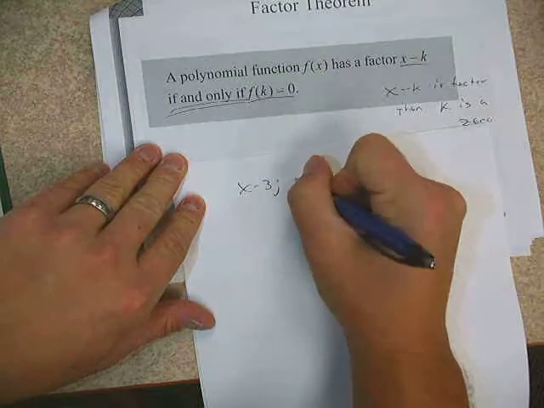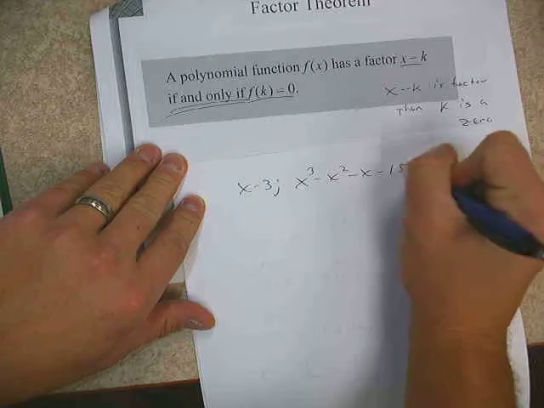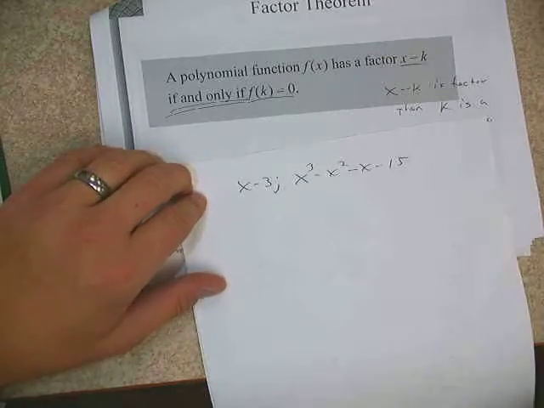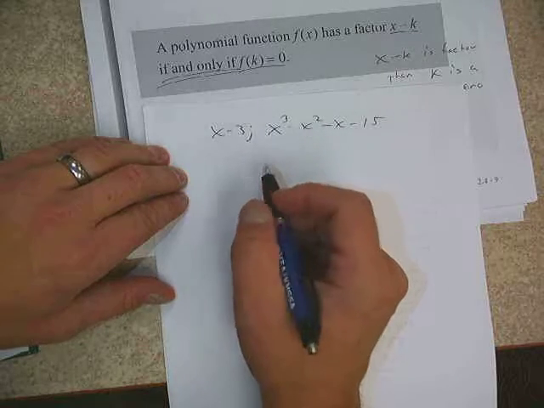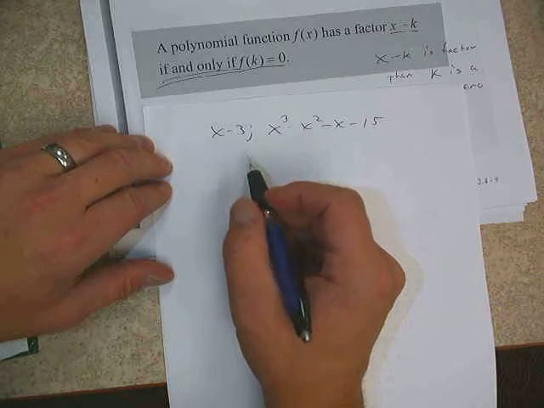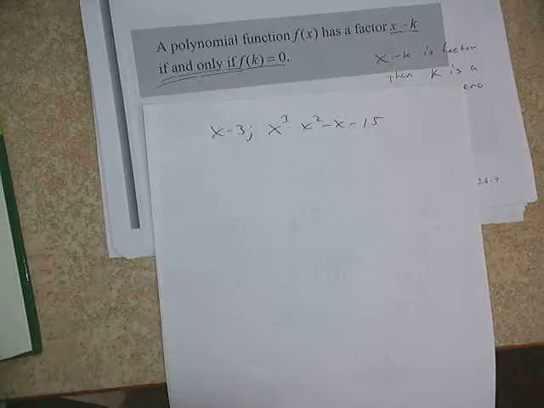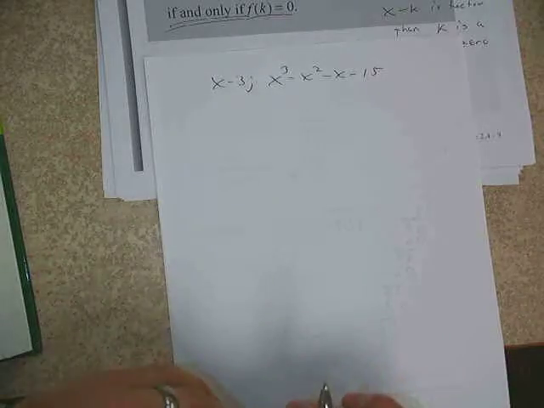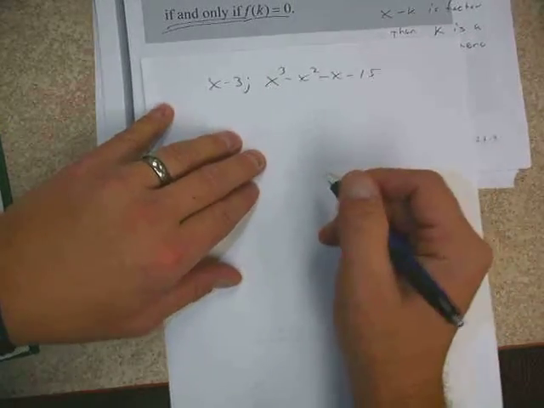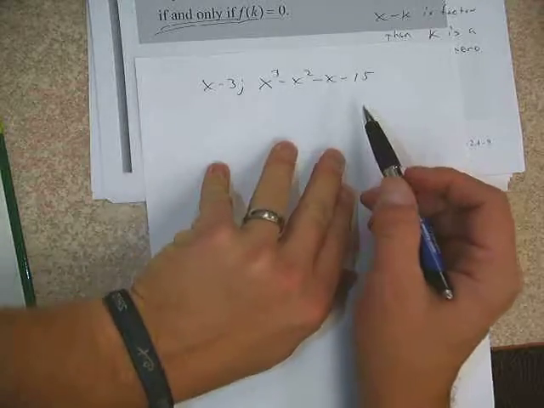On page 224, you have problem number 20 I want to look at together. They tell us that x minus 3 and x cubed minus x squared minus x minus 15 is our polynomial. The question says use the factor theorem to determine whether the first polynomial is a factor of the second polynomial. Okay, so this is number 20.